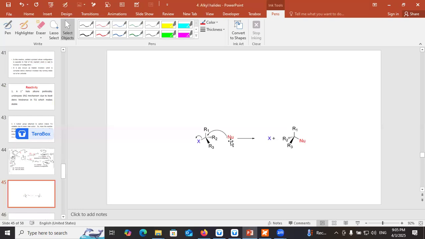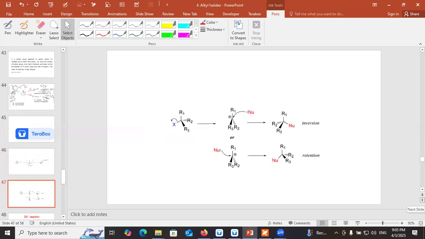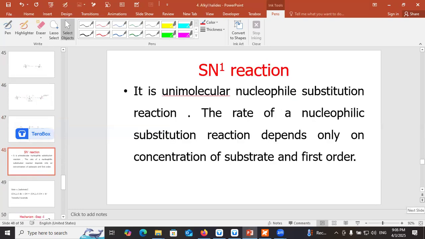For another example, we also represent the nucleophile attack in these products. This is the transition state, and it is the electrophilic carbon inverse. Also, we can see another example of this inversion. This is the retention. This is the front side attack, and this is the back side attack. Inversion of configuration is possible. That is, retention of configuration is not allowed.